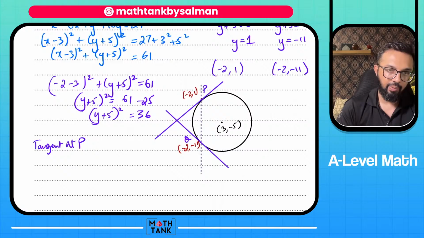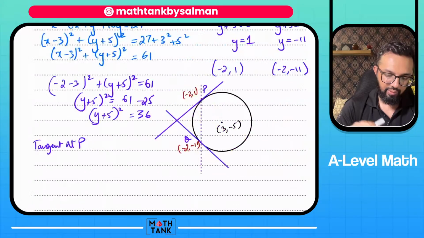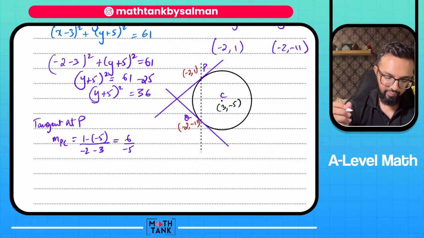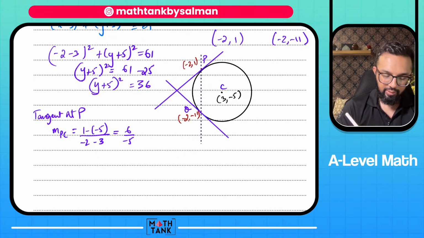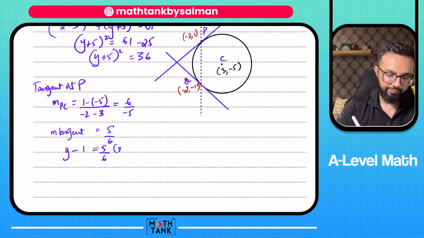Okay, so for tangent at P, before that, let's check if my other answers are correct. 1 and -11. Yeah, that's correct. So tangent at P. First, I find the gradient of PC. That's 1 minus -5 over -2 minus 3, so that's 6 over -5. y2 minus y1 over x2 minus x1. Yeah, that sounds right. So the gradient of tangent is then 5/6. y minus y1 equals m times x minus x1.